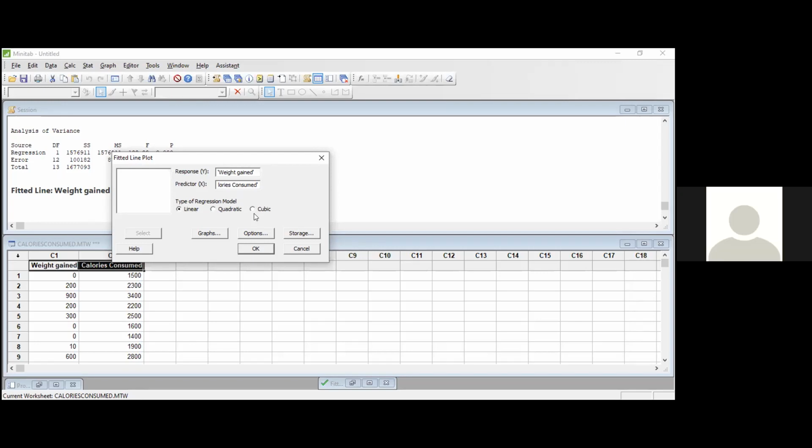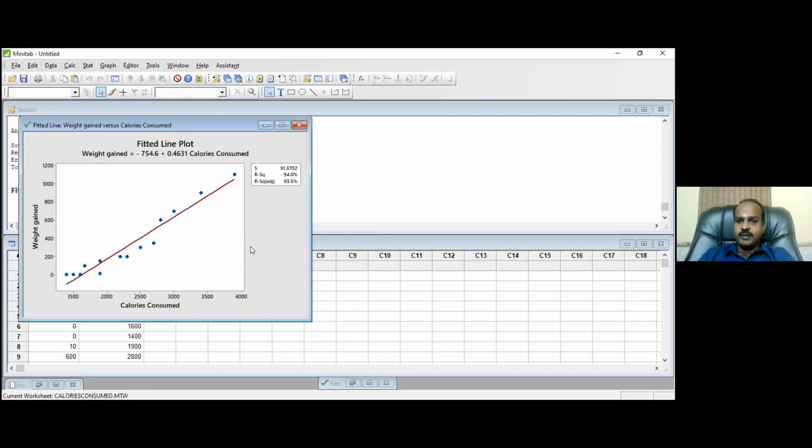Linear, sir. How are you saying that it is linear? Because you have seen the scatter diagram yesterday, am I right? Yes, sir. So it is linear. Click linear, give OK. Now your regression is done. Do you see the scatter diagram is generated again? The scatter diagram is giving the clue that the relationship is close to linear. That is the reason why we have chosen linear.